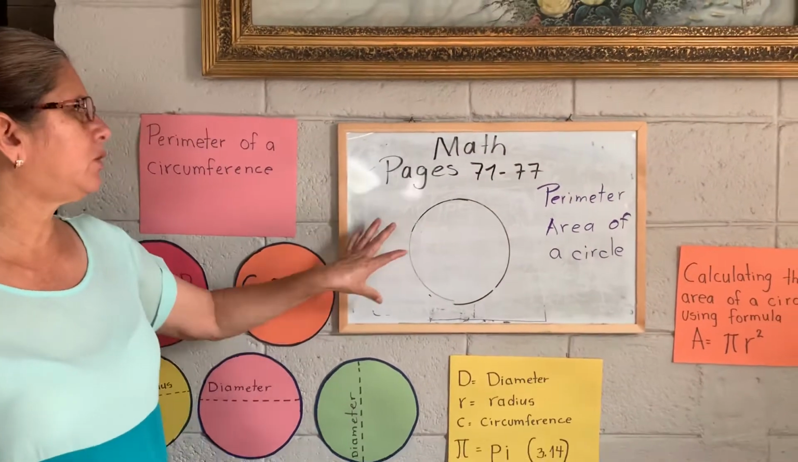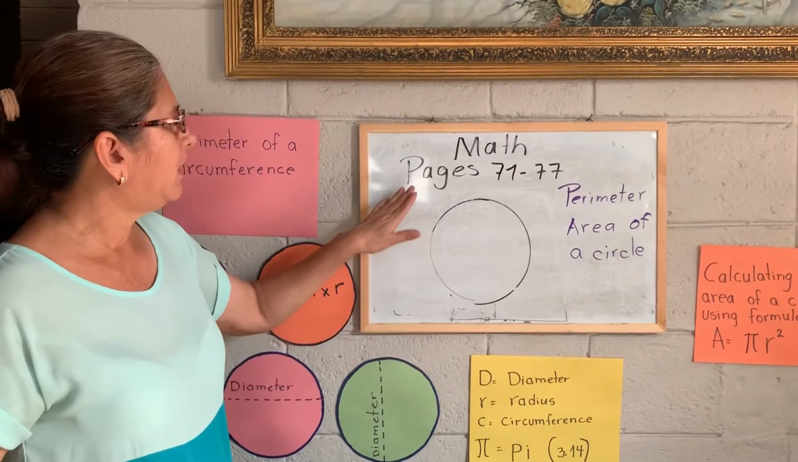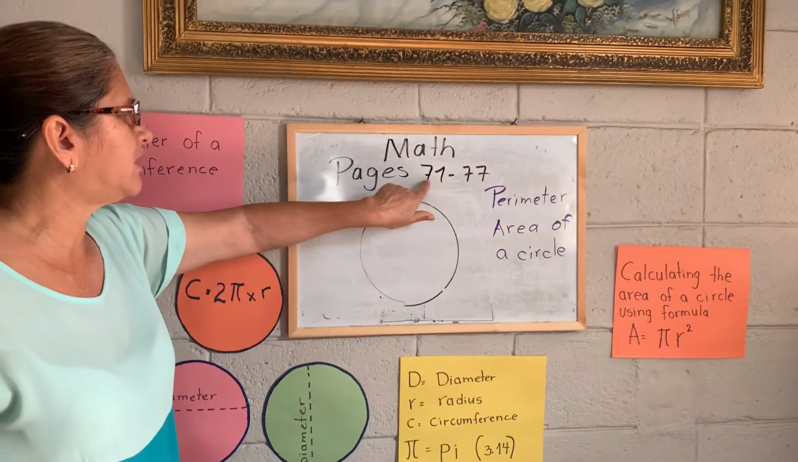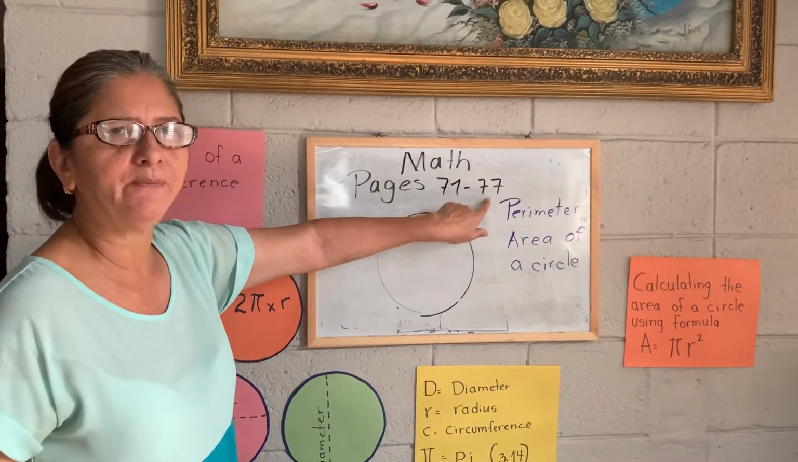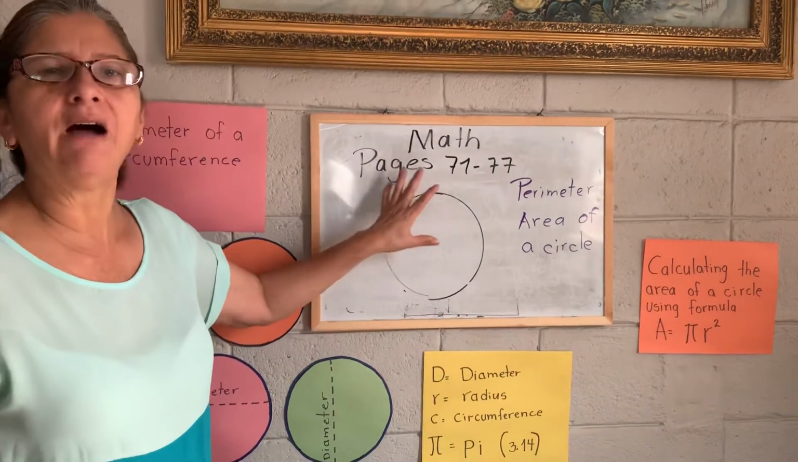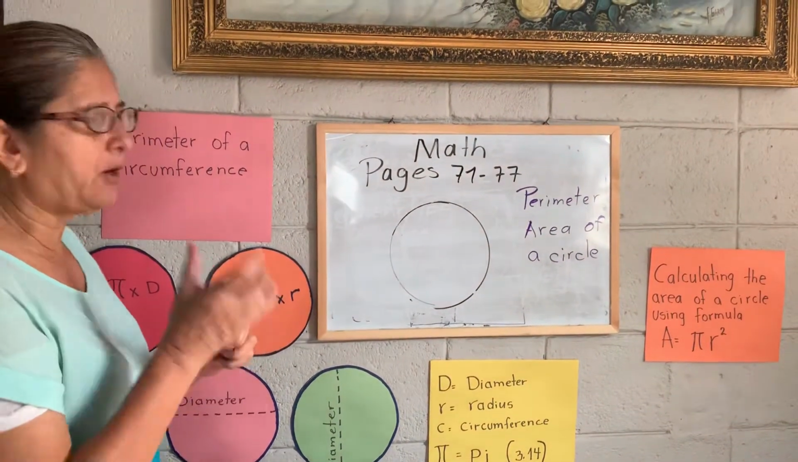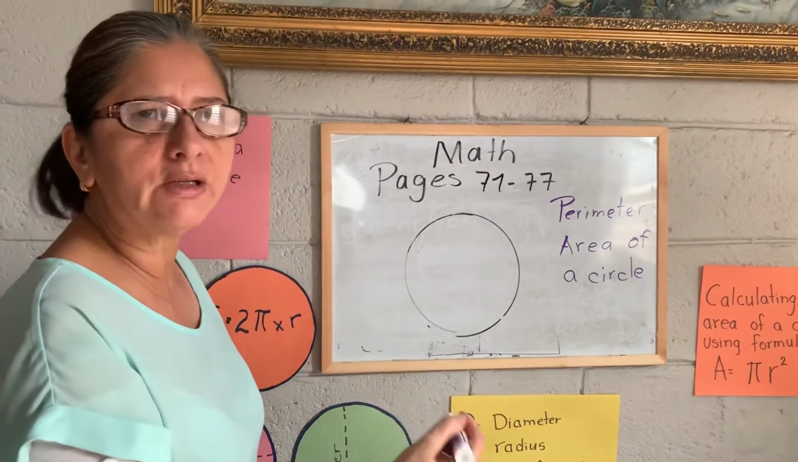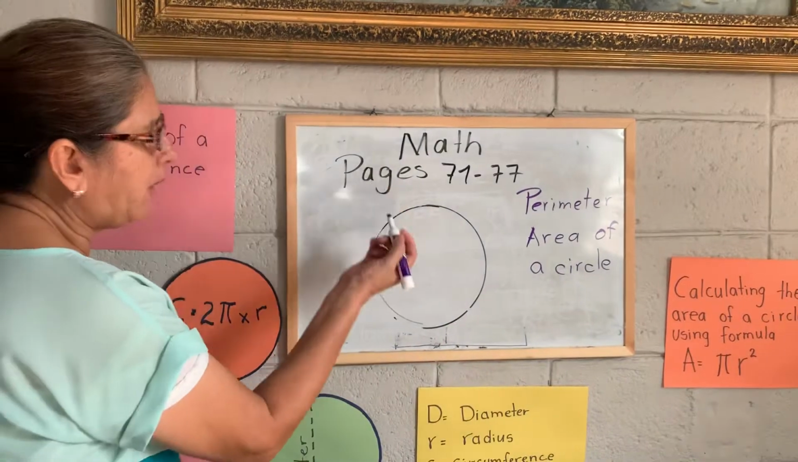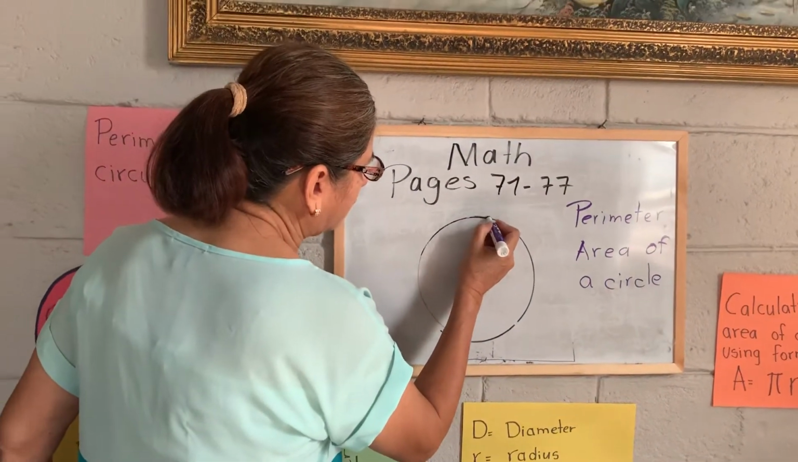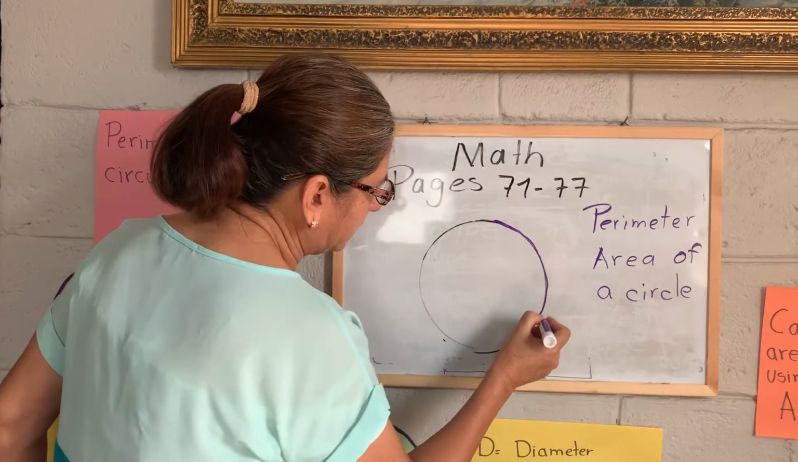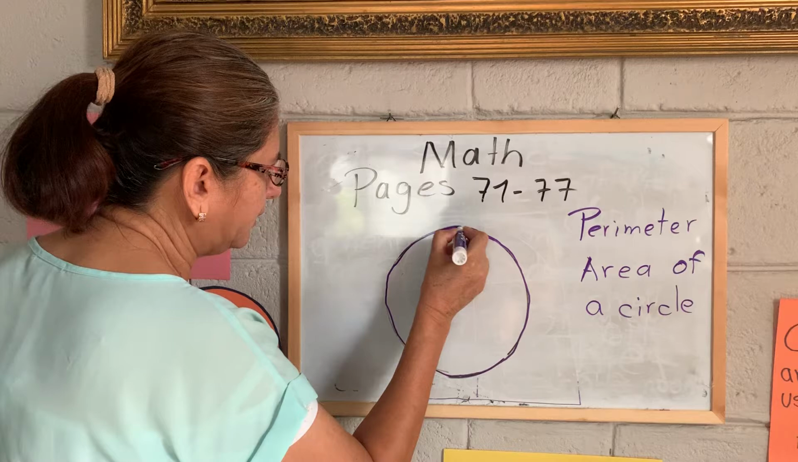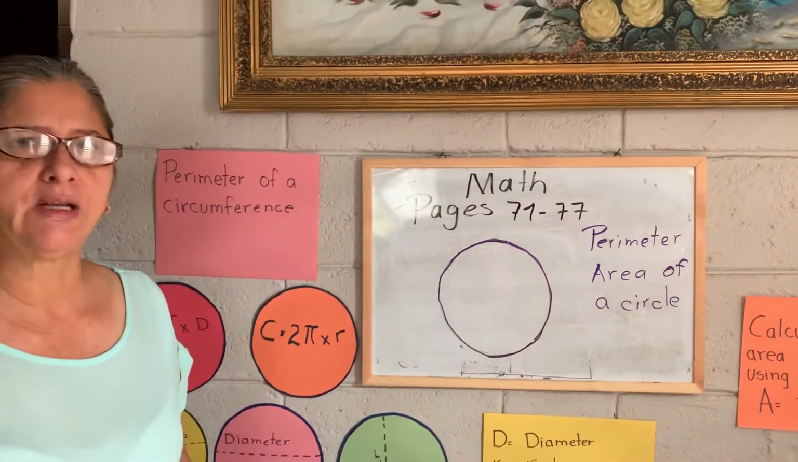For that, I want you to look at the board. The pages we are going to work today are pages from 71 to 77. Okay, on the board I have a circle. I want you to pay attention to this. This is a circle. As I told you, a circle is a round object, but the perimeter or the circumference are all these points. Look, all these points are the perimeter or the circumference.